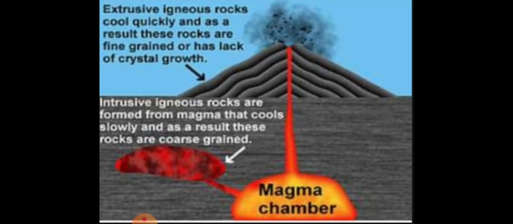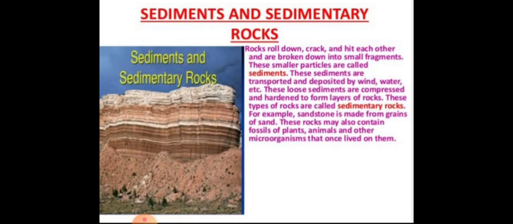Now, how are extrusive and intrusive rocks formed? This is a magma chamber. Extrusive igneous rocks cool quickly, and as a result, these rocks are fine grained and lack crystal growth. Intrusive igneous rocks are formed from magma that cools slowly, and as a result, these rocks are coarse grained.